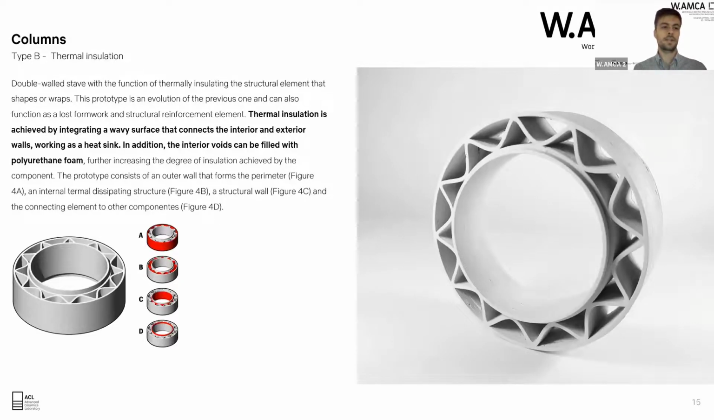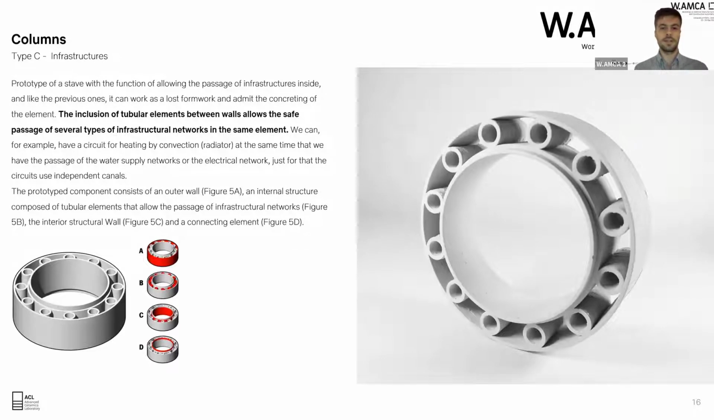This one is for thermal insulation. We added that wavy surface connecting the interior and the exterior surfaces, working as a heat sink, and in addition we can fill that with polyurethane foam. This is for the infrastructures, so we can pass different infrastructures through those holes.